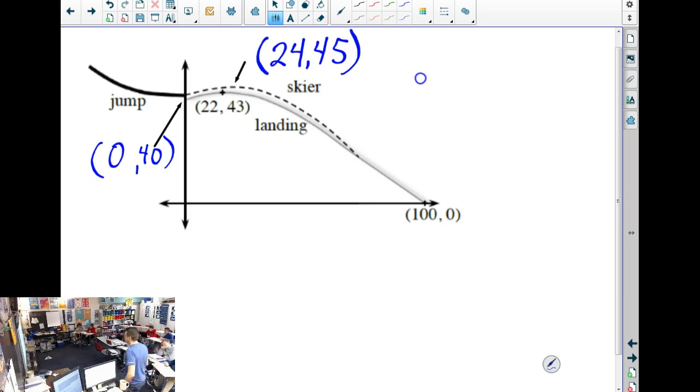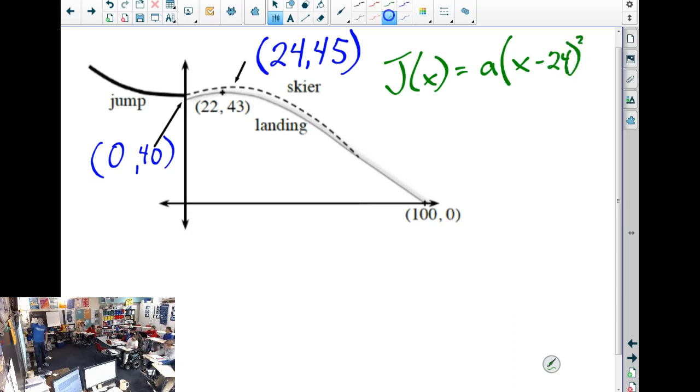So the two points we want to use are (0, 40) and (24, 45). We want to start with vertex form. So J of X in vertex form, we're going to put the A there before we write it in graphing form, because we're smarter this time. A times X minus 24 squared plus 45. Right? I think I got it.